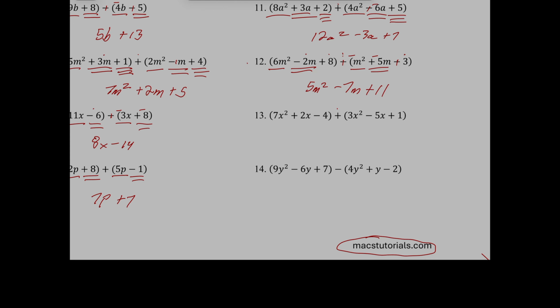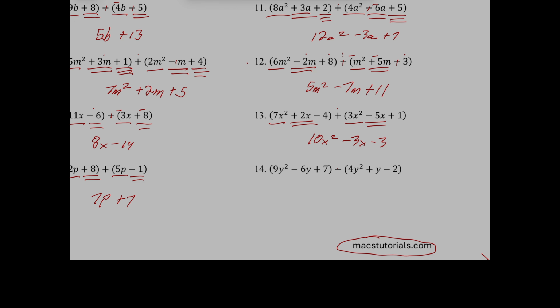This one's a plus sign, so we don't have to make any changes. 7x squared plus 3x squared is 10x squared. We have a positive 2x and a negative 5x. Signs are different. Subtract. Keep the sign of the bigger number. I have a negative 4 plus a positive 1. Signs are different. Subtract. Keep the sign of the bigger number.